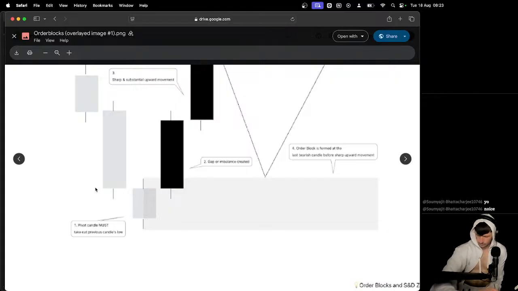Pivot candle. Order block must take out previous candle's low.